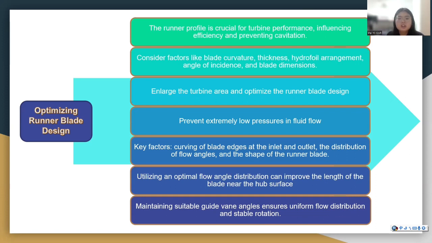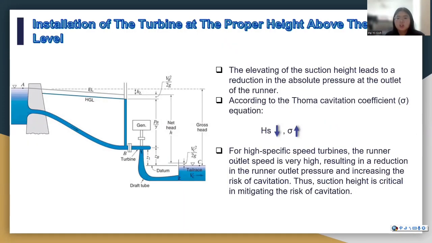The key considerations in the process involve the curving of the blade edge at the inlet and outlet, the distribution of force angles, and the shape of the runner blade to mitigate extremely low pressures during operation. Additionally, maintaining appropriate guide vane angles is vital for ensuring uniform force distribution and promoting stable rotation. In essence, this design improvement contributes significantly to the prevention of cavitation and the overall optimization of turbine performance.